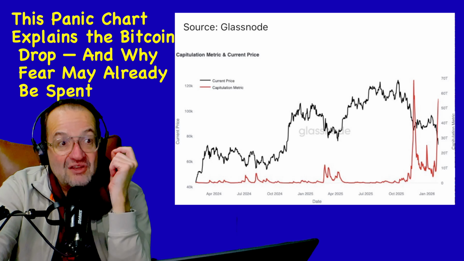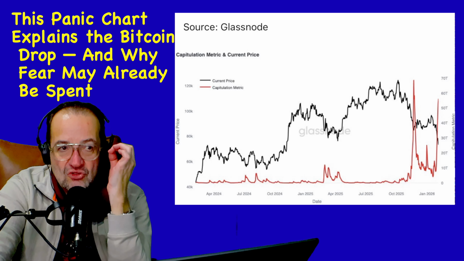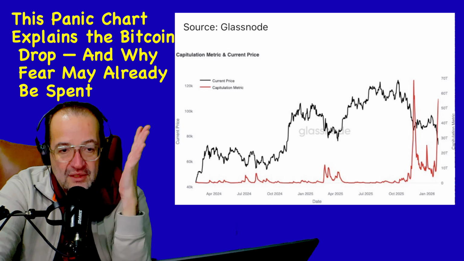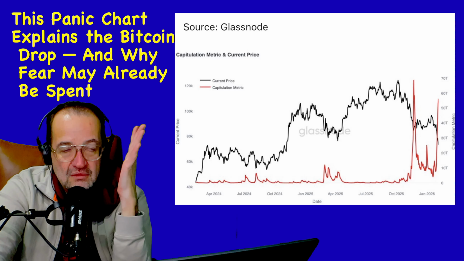This includes panic selling, stop loss cascades, and liquidations. In simple terms, red spikes equal emotional exits. Okay, and the right axis shows the size of that panic. Okay, and so price tells you what happened, and capitulation tells you how people felt.